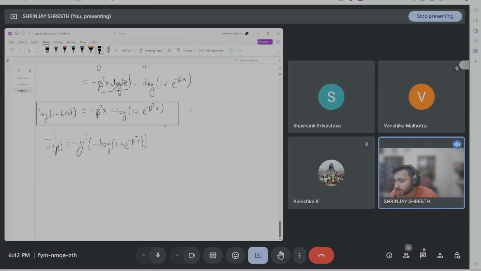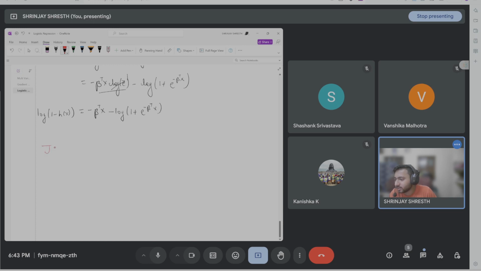Let us do it for another value. What did you do in the last step, Sanjay? Look, wait, wait, I'm telling you. What was our loss function? Our loss function was this thing.